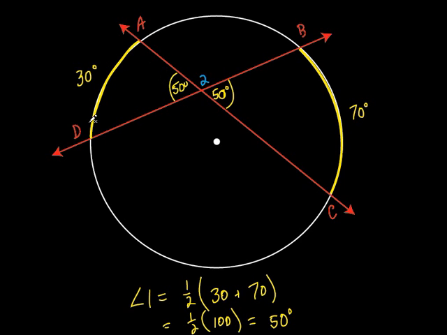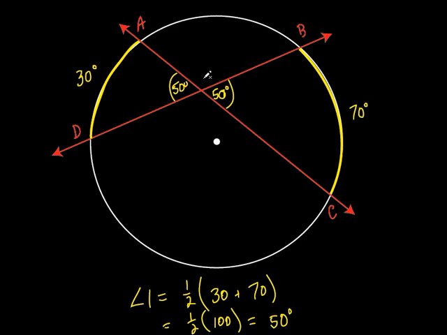That's pretty interesting. If I know the two arcs, I just take the average of the two arcs. How do you take the average of two numbers? You add them up and you divide by 2. That's exactly what we've done right here. You could do the same thing with angle 2. How would I find it? I'll tell you what, let's write it in here instead of putting the 2.